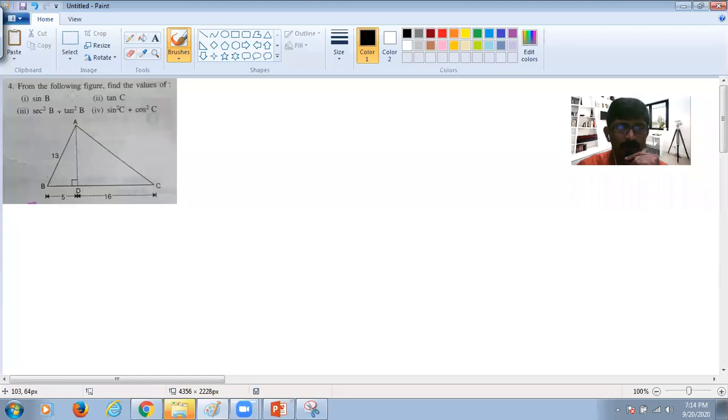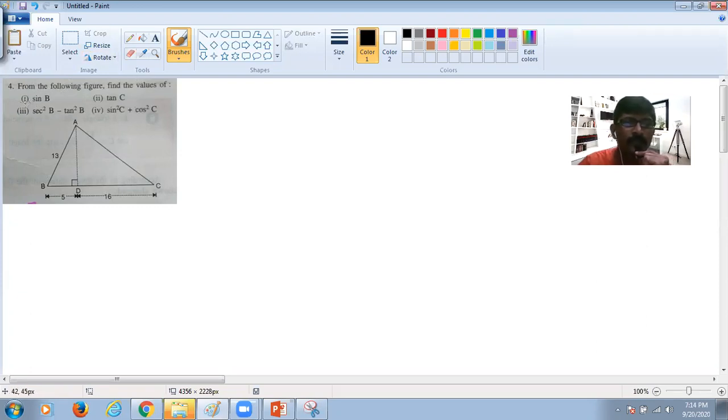So remember, students, whenever you are choosing any triangle, that triangle has to be a right angle triangle. You have to remember that whichever triangle you choose has to be a right angle triangle. Okay, now look at this.